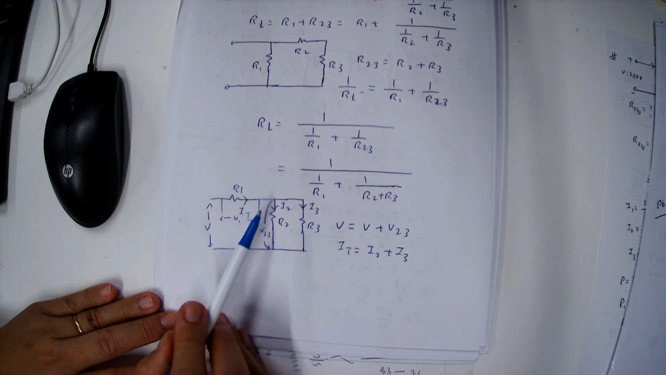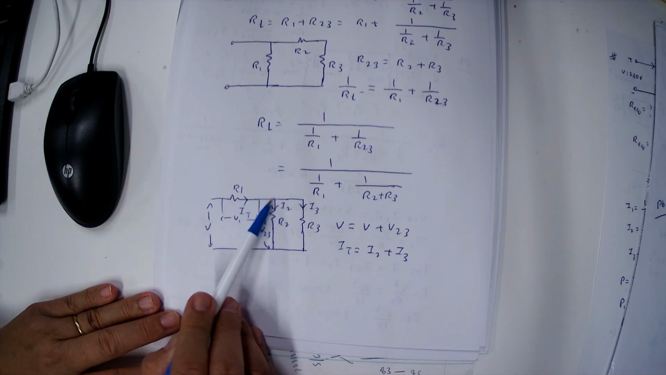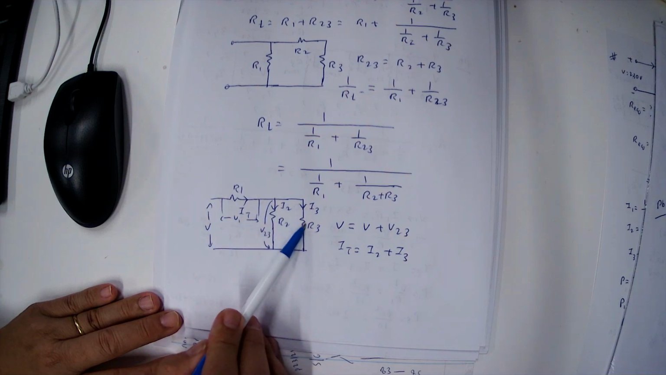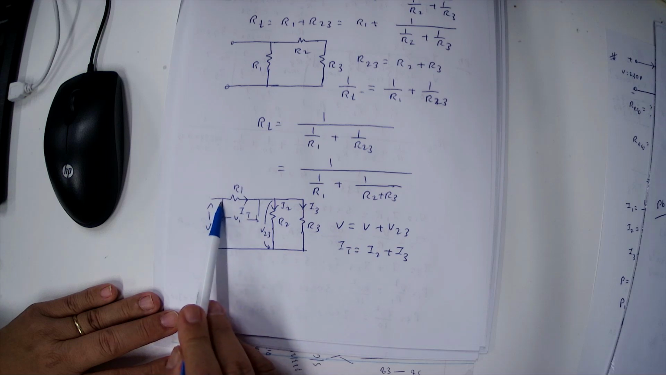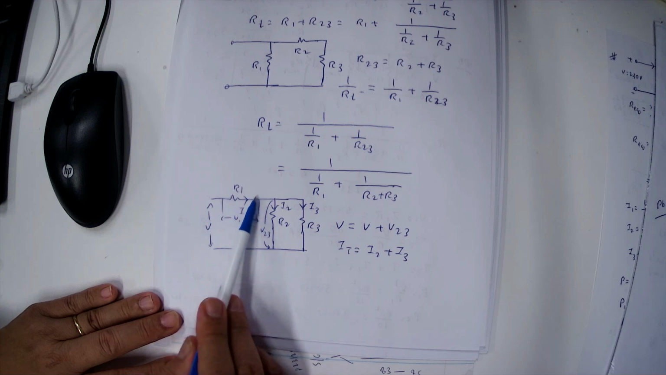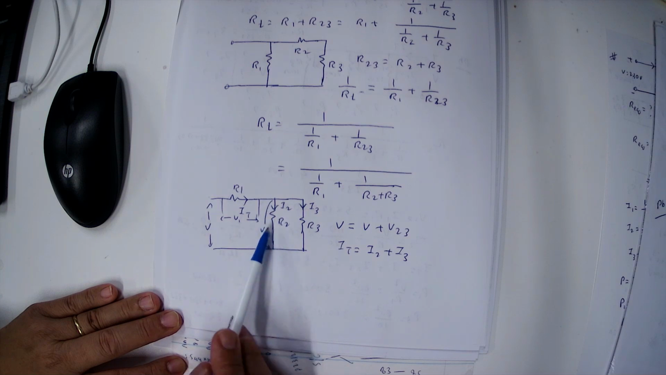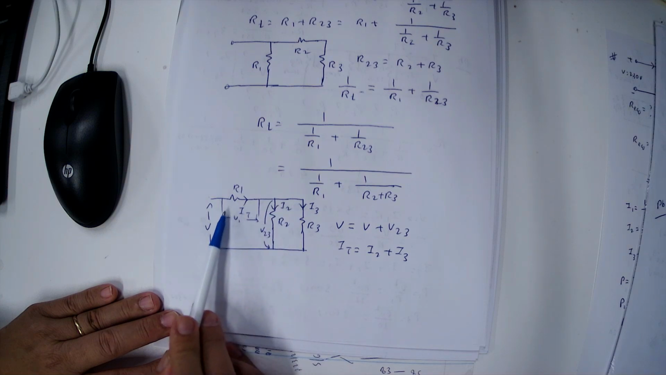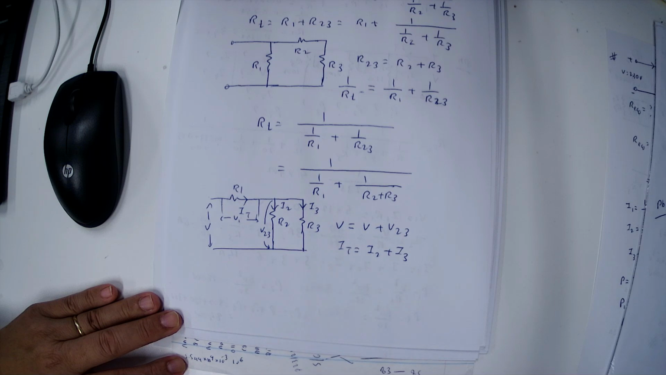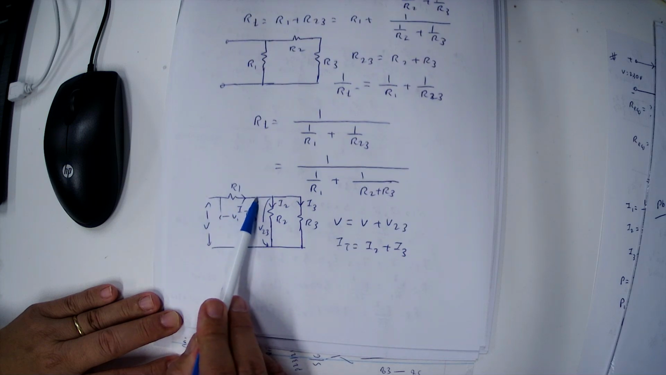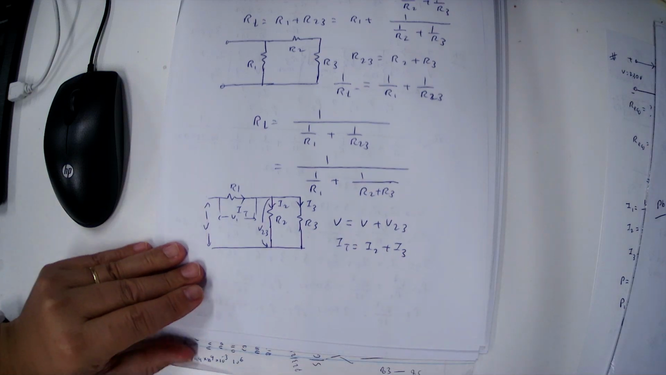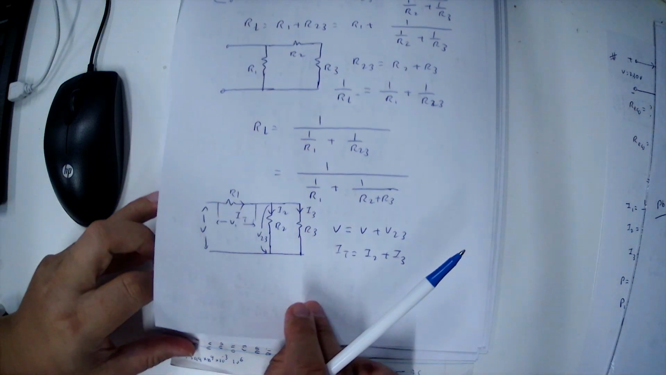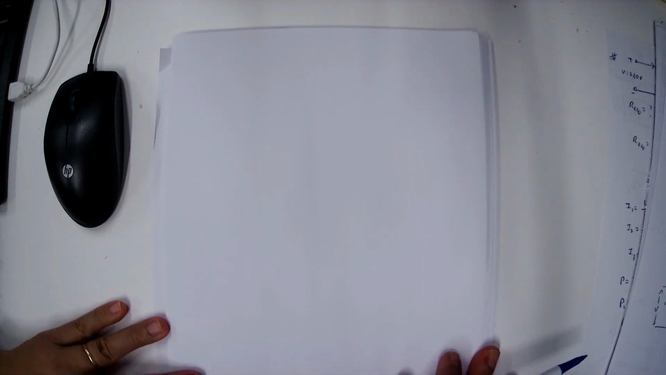So in this case, you see R1 and R23 in parallel combination. To the supply voltage V, the voltage drop across R1 is V1 and the voltage drop across R23 is V23. So V1 plus V23 is equal to the supply voltage V, and the current IT equals I2 plus I3. This is also how we calculate the voltage and current in the series parallel branch. Then based on this principle, we solve those problems.